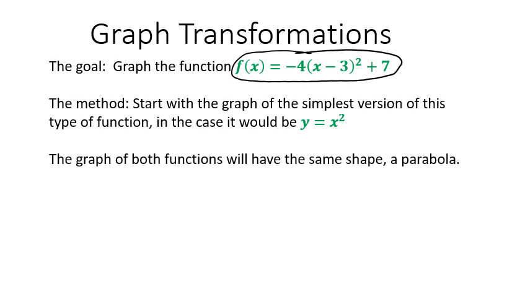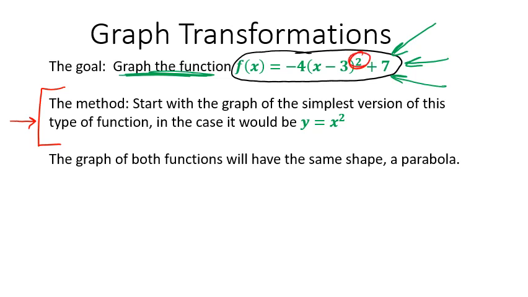So let's say the goal here, we want to graph the function. Right, we want to graph this guy. f of x equals -4 times (x minus 3) squared plus 7. So to graph this function, f of x, the method of graph transformations is to do this. Start with the graph of the simplest version of this type of function.